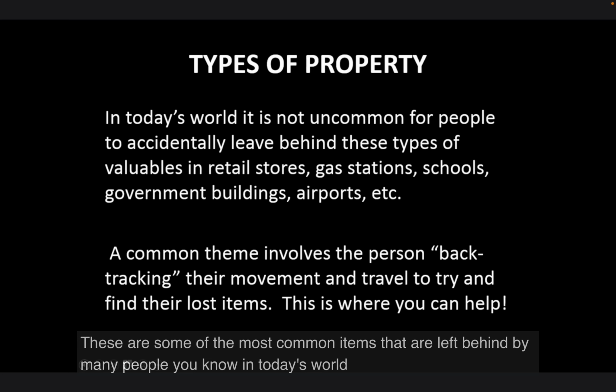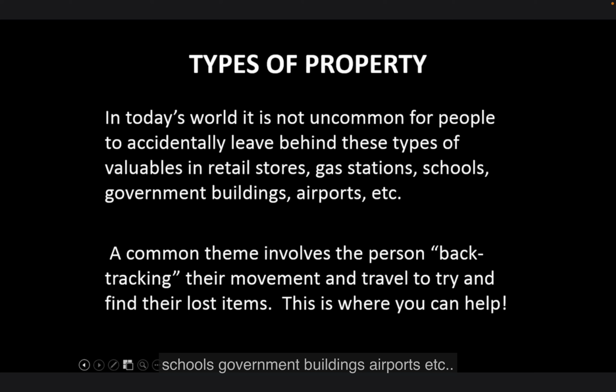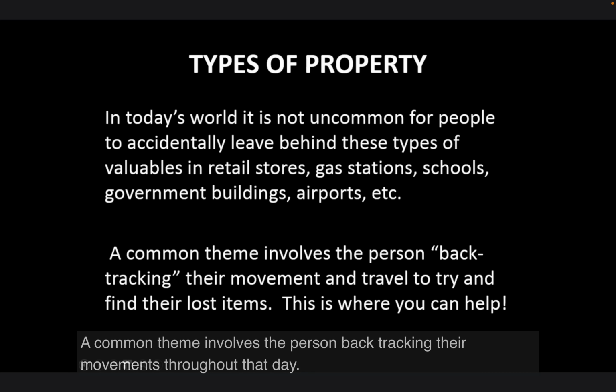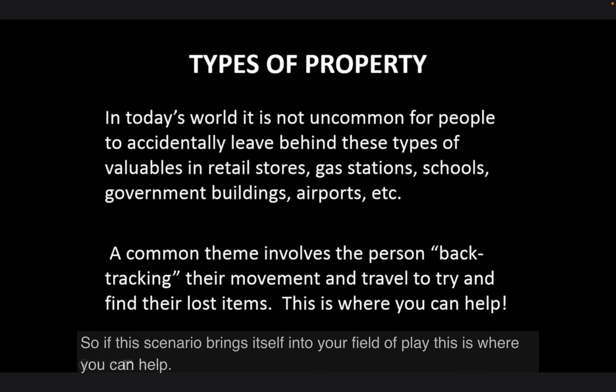And in today's world, it's not uncommon for people to accidentally leave behind these types of items in retail stores, gas stations, schools, government buildings, airports, etc. A common theme involves the person backtracking their movements throughout that day, maybe to try and find their lost or misplaced items. So if this scenario brings itself into your field of play, this is where you can help.